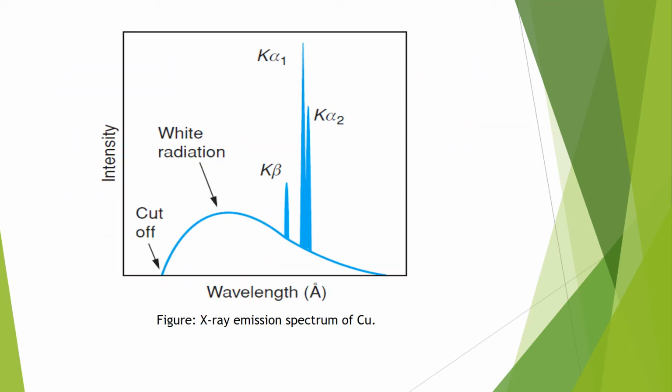So here is a figure that shows the X-ray emission spectrum of copper, and the other is showing the white radiation that is used by neutron diffraction. These are the peaks that we can obtain in the X-ray emission spectrum, in which intensity is taken on the y-axis and wavelength is taken on the x-axis.